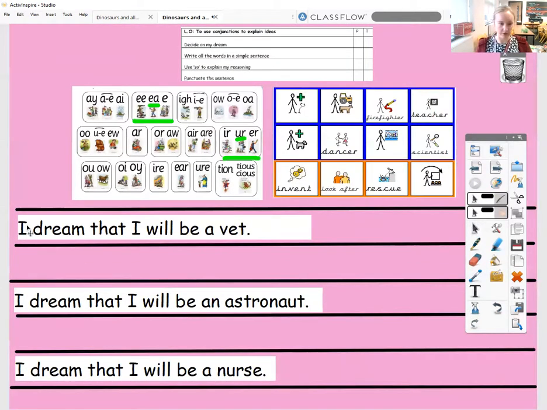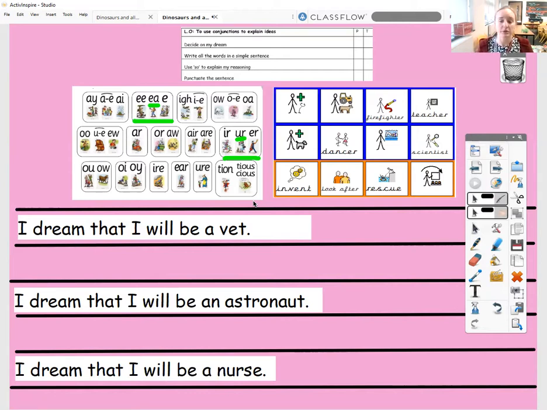Let me have a check of those. So I dream that I will be a vet. Yeah. I dream that I will be an astronaut. I dream that I will be a nurse. So I've decided on my dreams and I've written all the words in my simple sentence. But now I'm going to challenge myself. And now I'm going to start using a conjunction. Okay? And the conjunction we're going to use today is so. And we've explored this a little bit before. And we're going to use so to explain and give reasons for something. So I'm going to expand my sentence and join 2 ideas together.